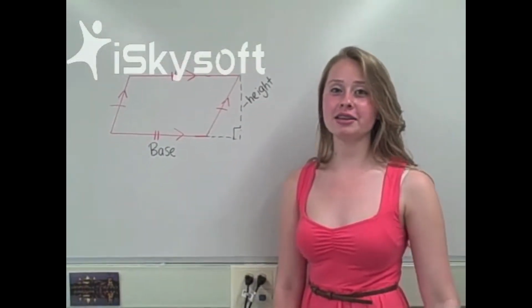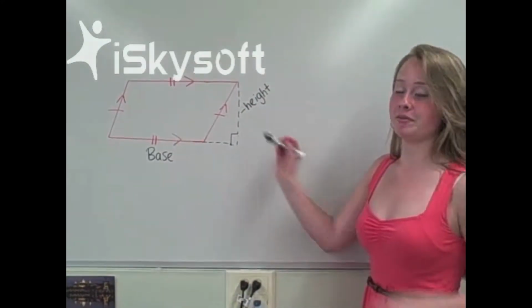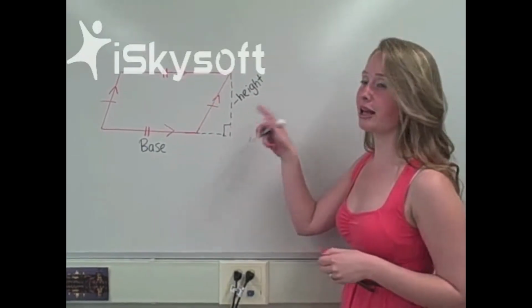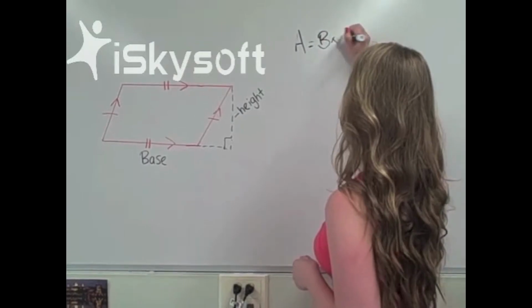The height of a parallelogram is the perpendicular distance between the two bases. So this would be the height. To find the area of a parallelogram, you have to do the base times the height. So A equals B times H.